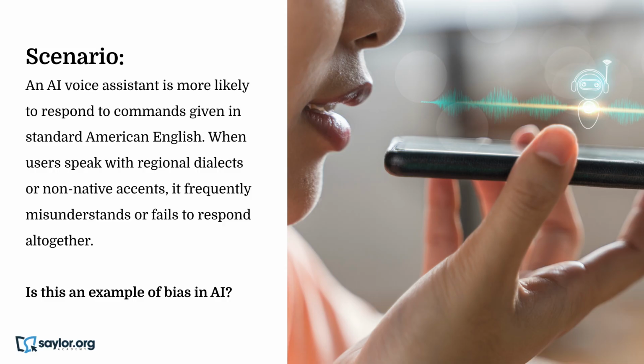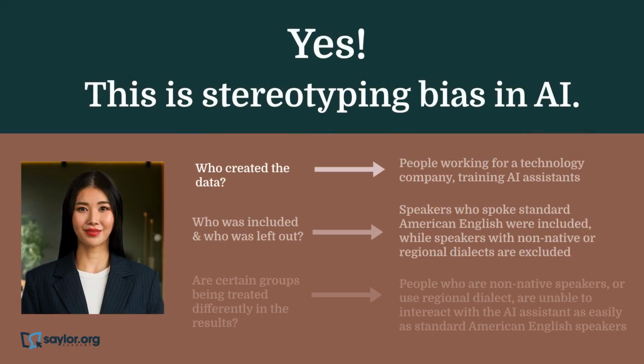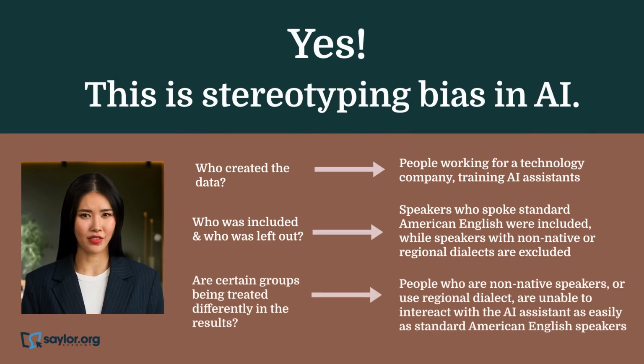Let's try one final scenario. An AI voice assistant is more likely to respond to commands given in standard American English. When users speak with regional dialects or non-native accents, it frequently misunderstands or fails to respond altogether. Is this an example of bias in AI? Yes. There is AI bias in this scenario, specifically stereotyping bias. The bias occurs because the AI is trained on a narrow range of speech patterns, reinforcing a stereotype that only certain accents are normal or clear, marginalizing others.